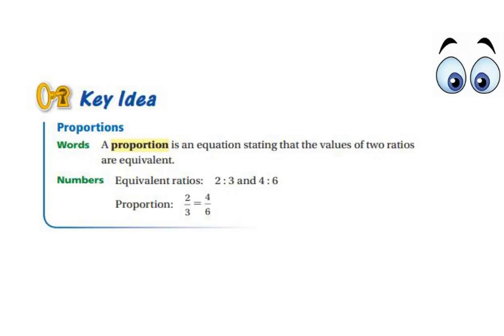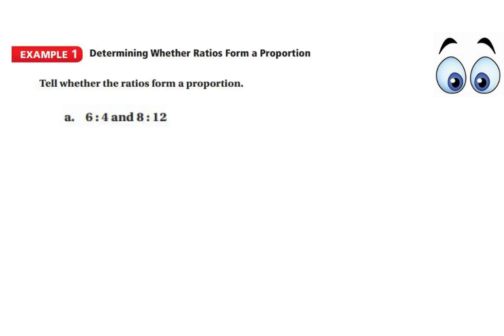A proportion is an equation stating that the values of two ratios are equivalent. Equivalent ratios such as 2 to 3 and 4 to 6 are equivalent because when you write them as fractions, as you can see, 2/3 is equivalent to 4/6 because you'd multiply the tops by 2. 2 times 2 is 4. You'd multiply the bottom. 3 times 2 is 6.